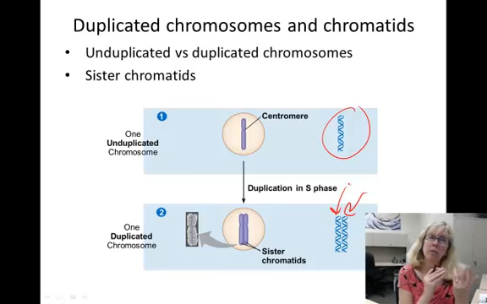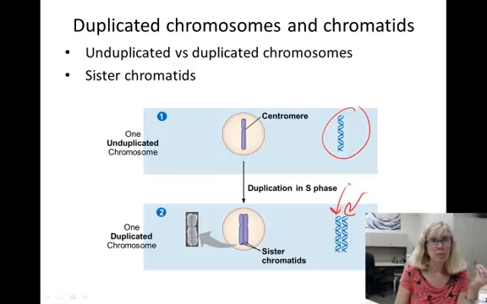In humans, before DNA replication, each somatic cell has 46 chromosomes. After DNA replication, each somatic cell still has only 46 chromosomes, but the chromosomes are duplicated.